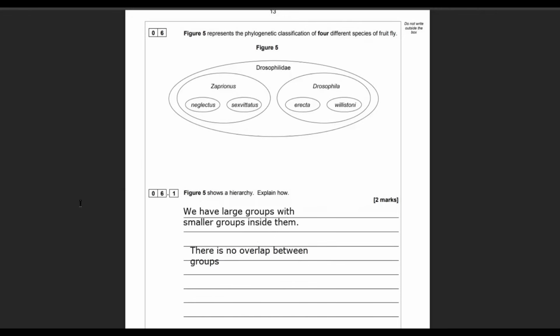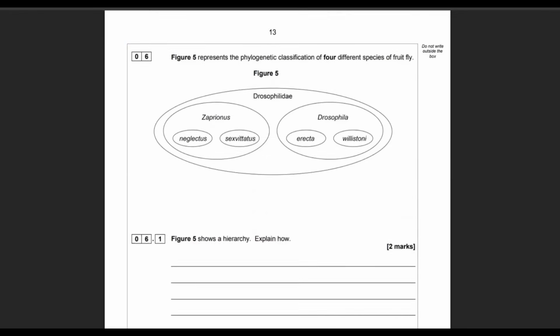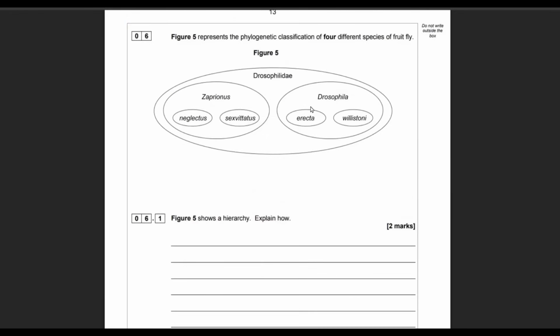So officially, you're not a fish and a bird, right? There's no overlap between birds and fish. You get the idea, or humans and monkeys, or anything like that. So when you put them in a classification system with a hierarchy, we don't have any overlap between the different groups. Anyway, I'm waffling. So we want to name the taxon to which Drosophilidae belongs. That means the level to which Drosophilidae is.